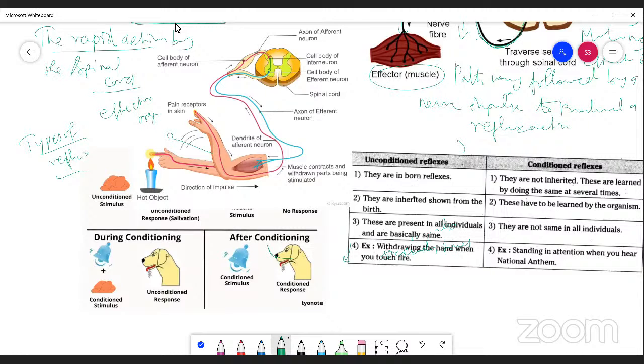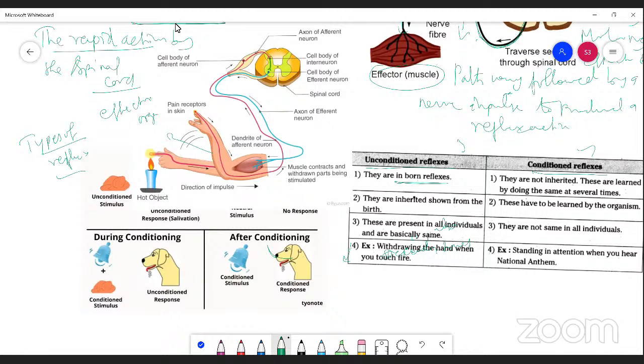Types of reflex. There are 2 types of reflex. One is the unconditional reflex, another one is the conditional reflex. Okay, so what is unconditional reflex? This unconditional reflex is the inborn reflex. It is called what? Inborn reflex.